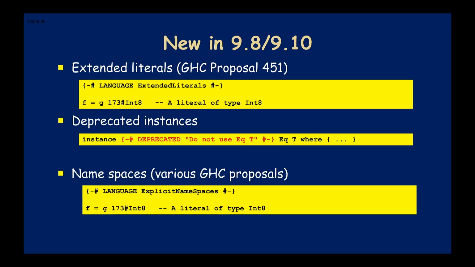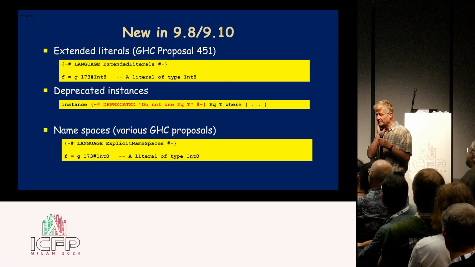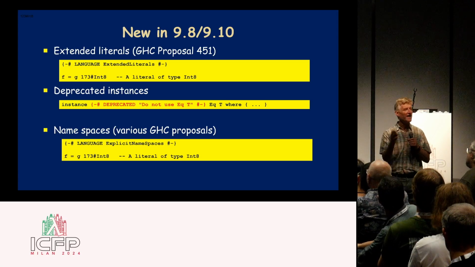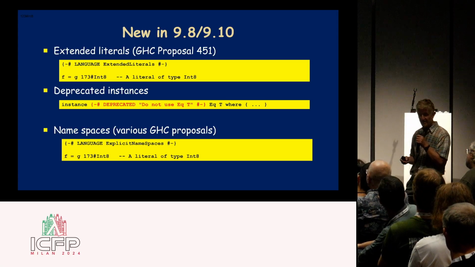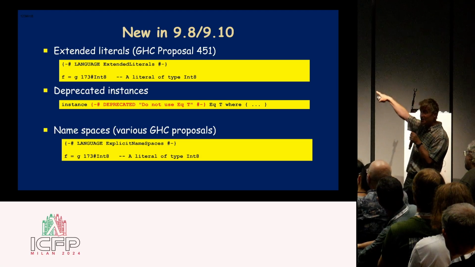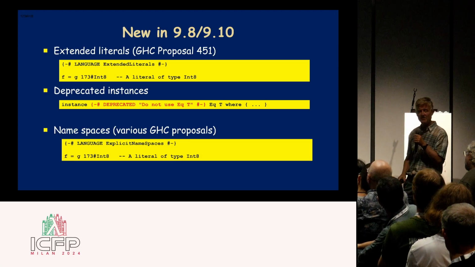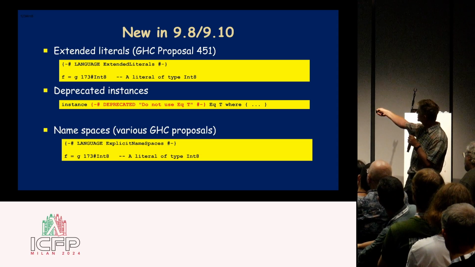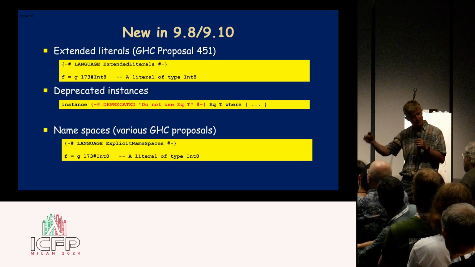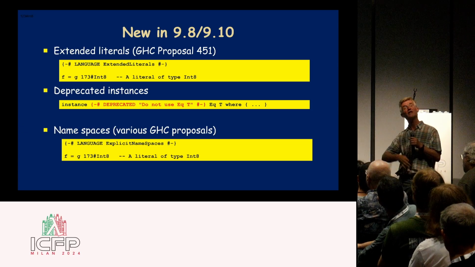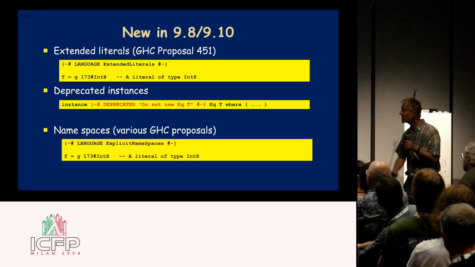Then there are some smaller things that have happened, like extended literals. This is to do with just being able to write Int8 literals or Int16 literals. All of these, by the way, are GHC proposals. I've been putting the numbers in them mostly. I should have put the number for this one, but the process is actually working. We're getting proposals and implementing them, and they get put in.